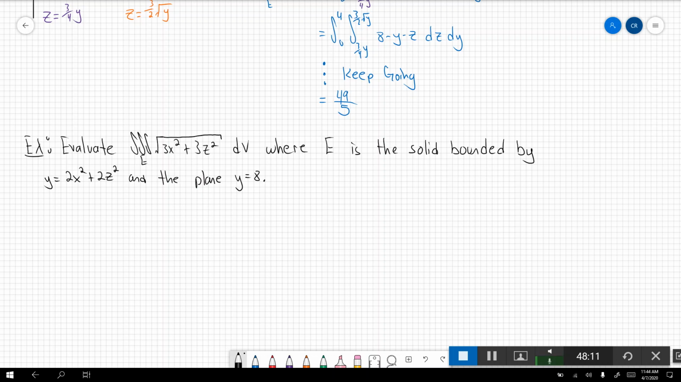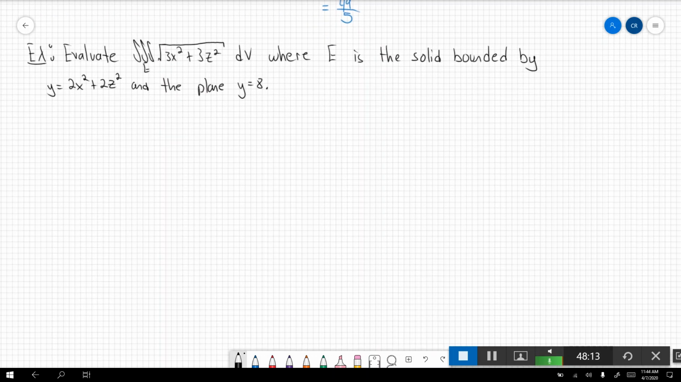All right, so here we are. We have this question, and we're asked to find this evaluation for this triple integral. They give us the function, but they're telling us that E is the solid bounded by this particular function and the plane y is equal to 8. The plane y is equal to 8 is just a flat surface, but the equation they're giving us has a very specific surface. It has an actual name that we like to work with.